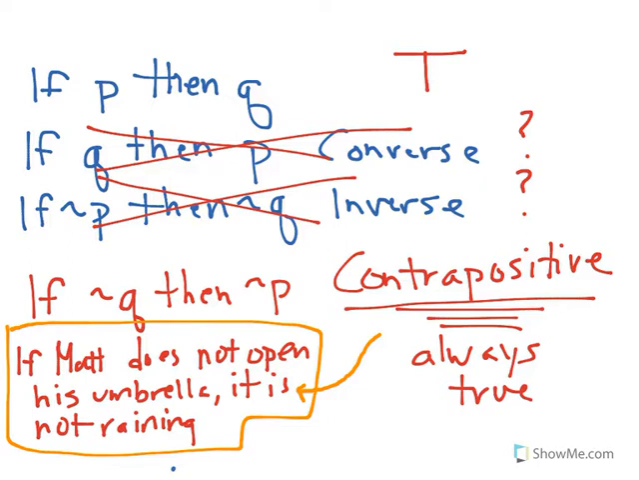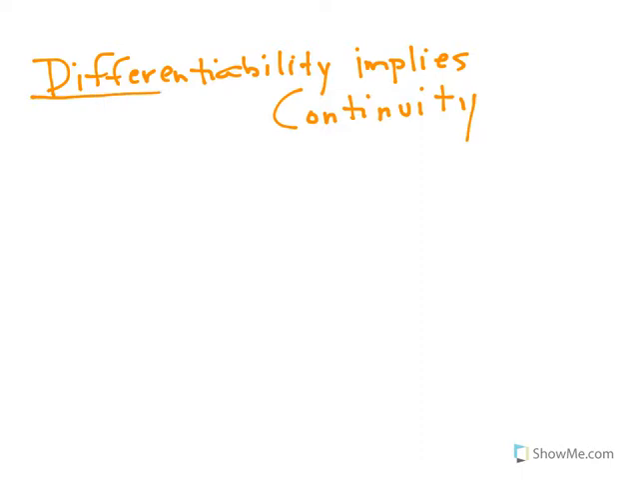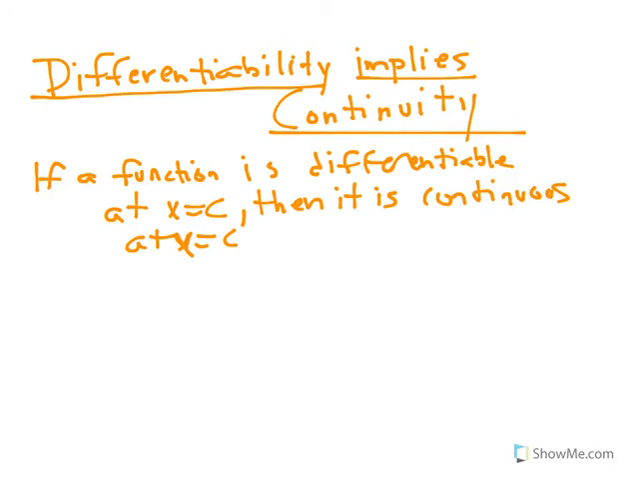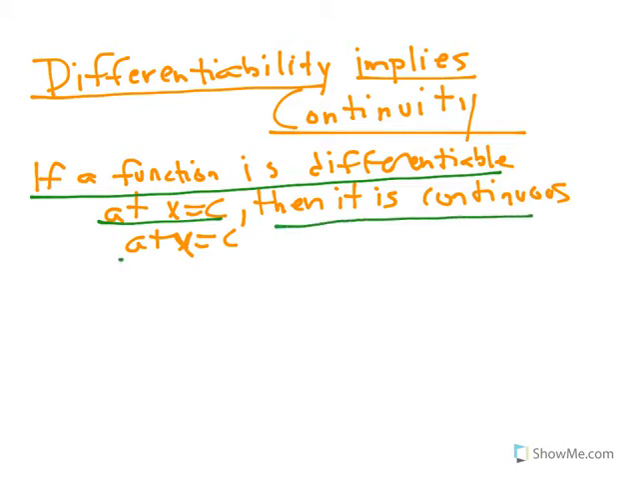Now, what does this have to do with what we're working on? We've got this big fancy phrase: differentiability implies continuity. It just means, in the long and short of things, that if something is differentiable, then it is continuous. I'm going to write that statement down. If a function is differentiable at x equals c, then it is continuous at x equals c. If we already know something is differentiable, we can automatically conclude that it is continuous.